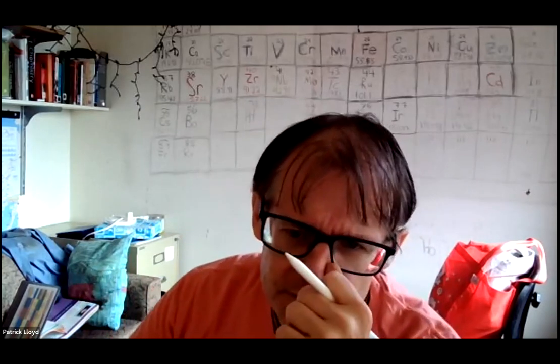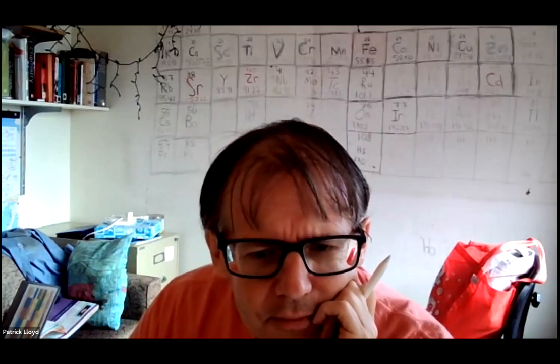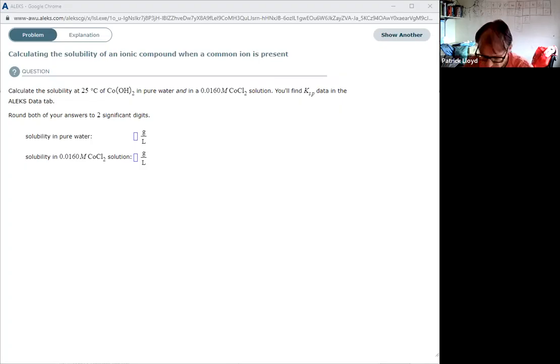Okay, so let me bring up a problem. Let's do it right here. This one is called calculating the solubility. So keep in mind, not the solubility product. We're not calculating the solubility product. We're calculating the solubility of an ionic compound when a common ion is present. So this one is approached a little differently because we're going to add a common ion. So look in the problem sessions or in the problem sets that you look at to see whether a common ion is present or not.